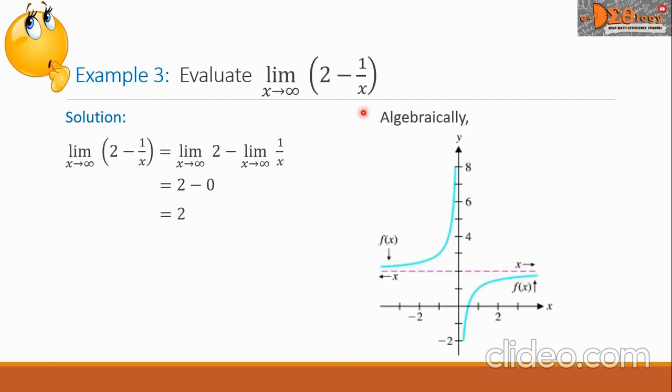Considering the graph of this function, we can see here that when x approaches positive infinity, the graph is approaching a y value that is 2, while when x is approaching negative infinity, the graph is also approaching a y value that is 2. So this is our final answer.